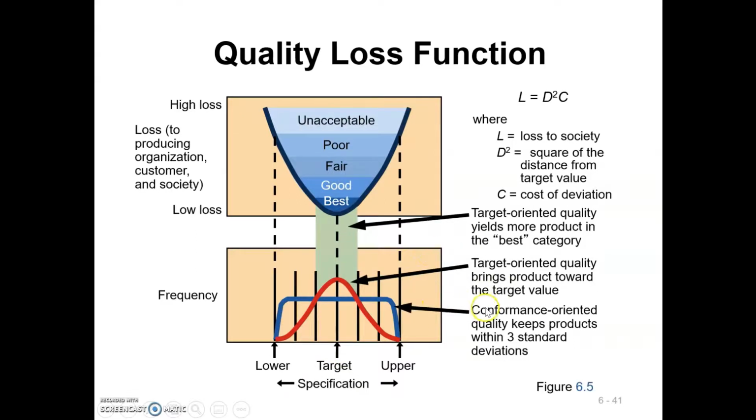And conformance-oriented quality keeps product within 3 standard deviations, meaning if the product is away from the target, higher or lower, but within 3 standard deviations, the product is still deemed acceptable in terms of quality.